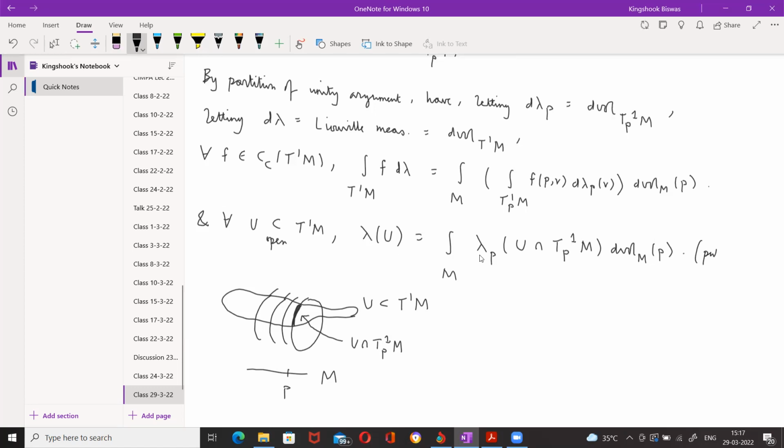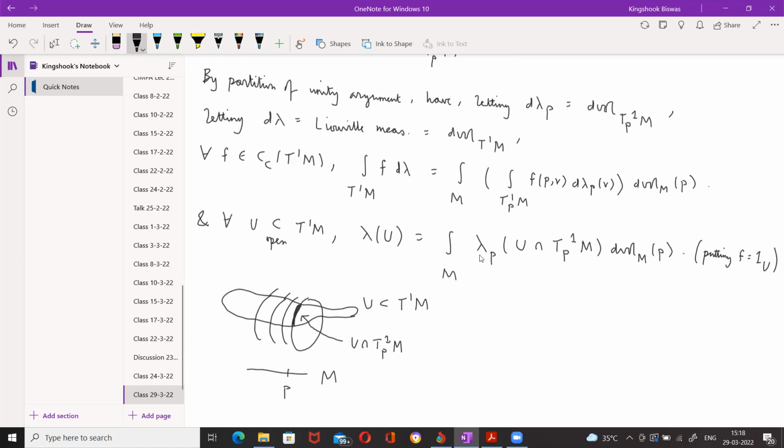Putting F equal to the indicator function of U, the integral of F d lambda_p will be just lambda_p of the intersection of U with T_P^1 M. This inner integral is just the measure lambda_p of U intersect T_P^1 M when F is an indicator function of U. Is it clear? So this is how one calculates the Riemannian volume measure of the unit tangent bundle.